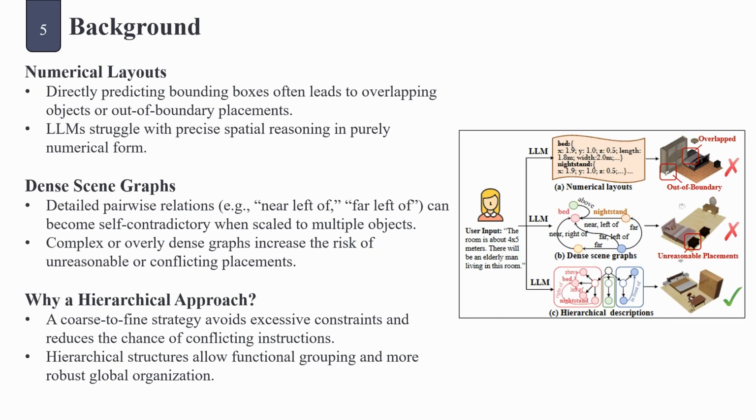Existing intermediate representations also have their shortcomings. Numerical layouts that directly predict bounding boxes often result in overlapping objects or placement outside the designated boundaries due to LLM's difficulty in precise spatial reasoning. On the other hand, dense scene graphs with detailed pairwise relationships can become self-contradictory when scaled to multiple objects.